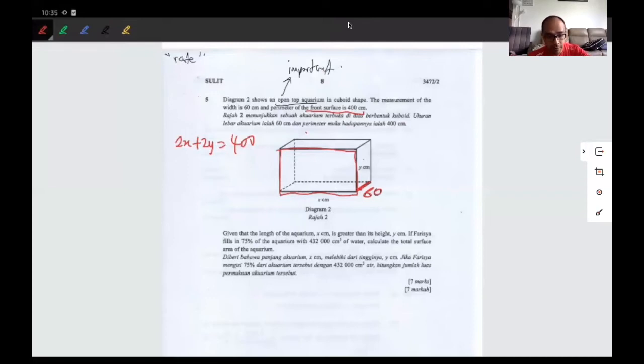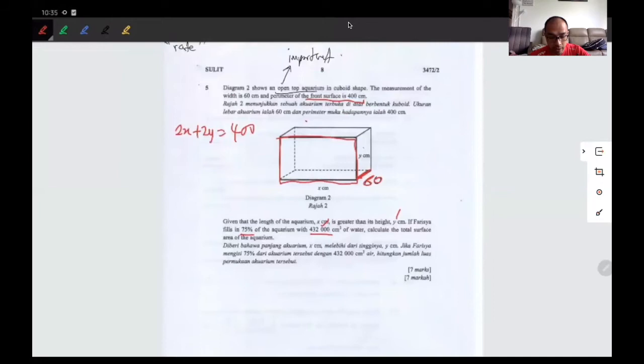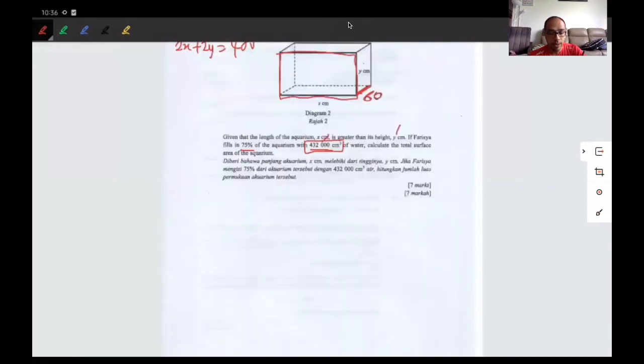Now, given that the length of the aquarium x is greater than the height y, if Farisha fills in 75% of the aquarium with 432,000 centimeters cubed of water, calculate the total surface area. So we are given the volume. But that's only 75% of the aquarium. Okay, so let's think about this.